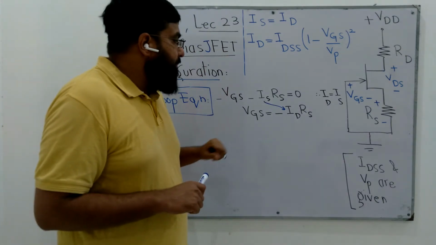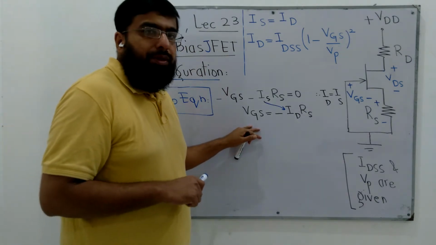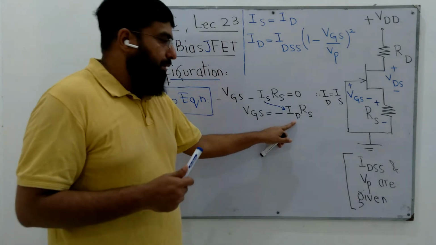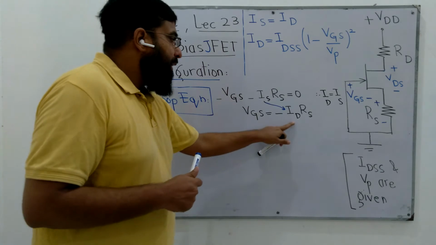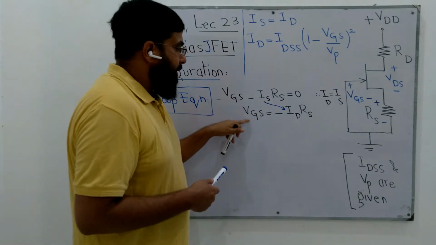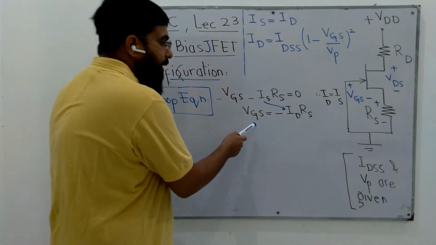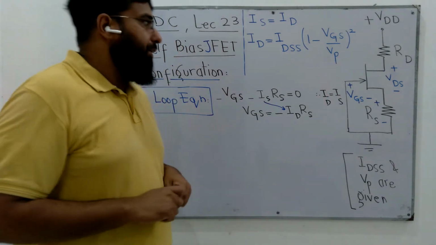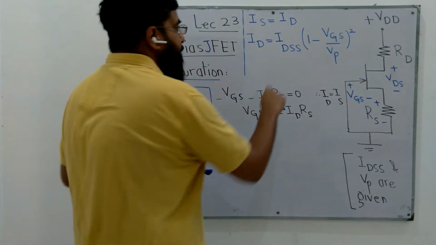But to find the numeric value of VGS, we need ID, but ID isn't known. And to find ID, the other way around, we divide this by RS and then we need VGS. So they both are unknown. VGS and ID, they both are unknown. So we need one more equation, right?